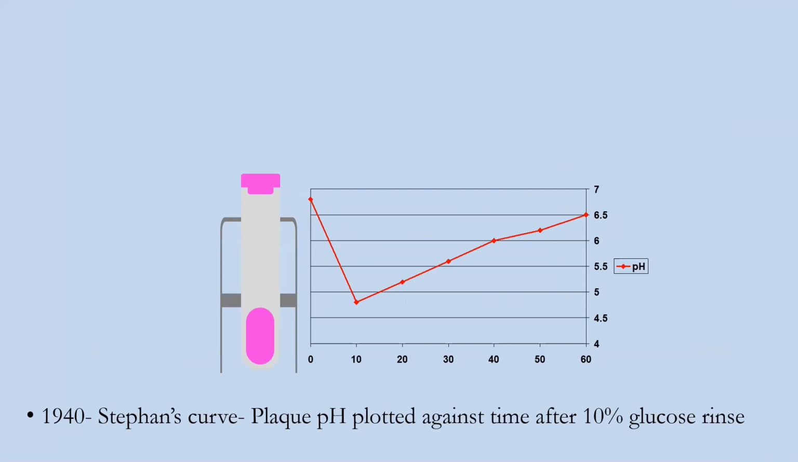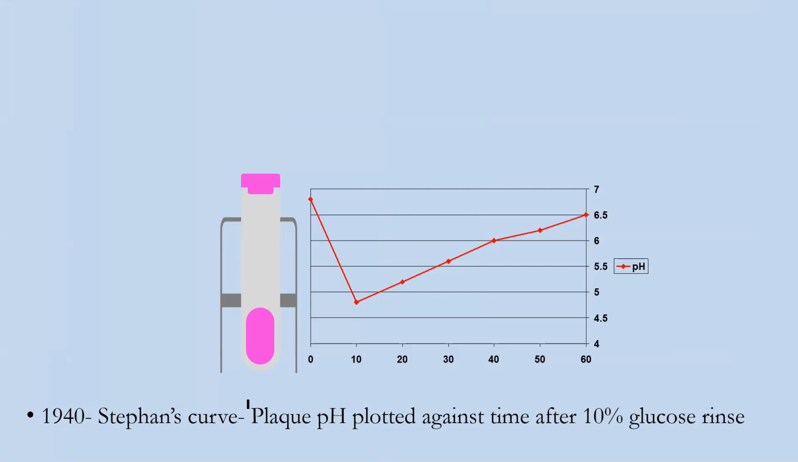There were also several theories proposed by 20th century scientists which shed more light on the etiopathogenesis of caries, among which I have stated a few. Let's go through them one by one. In 1940, Stephan made an experiment and showed a curve which plotted the plaque pH against time. This was plotted after a rinse of 10% glucose, and this supported Miller's chemoparasitic theory.